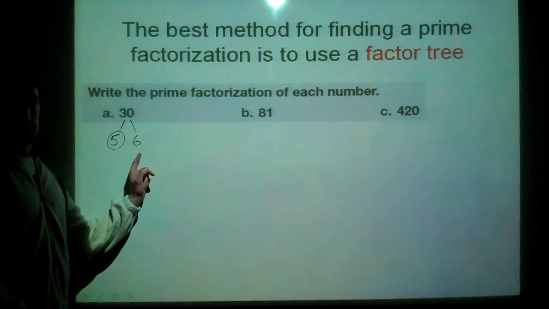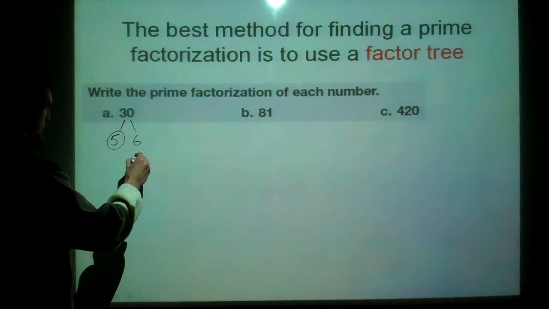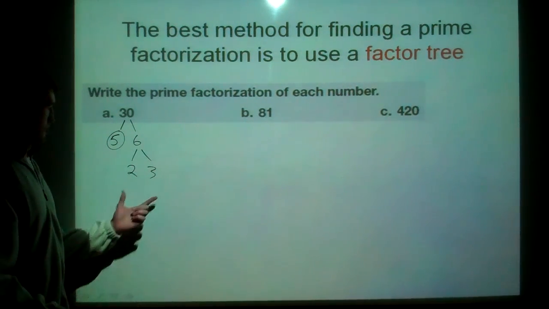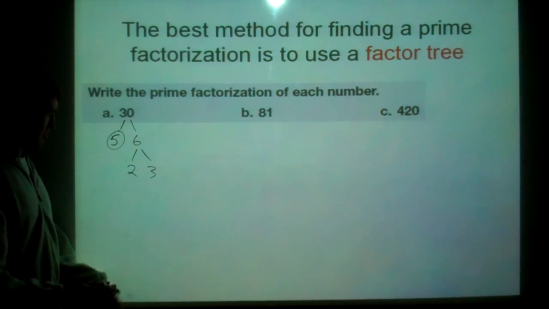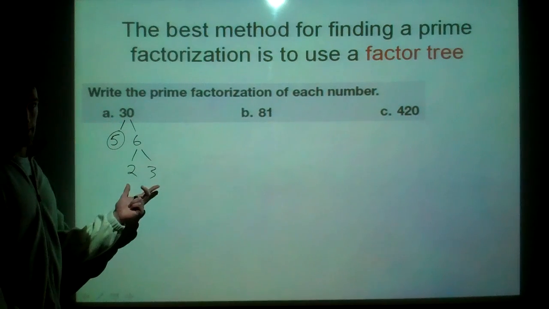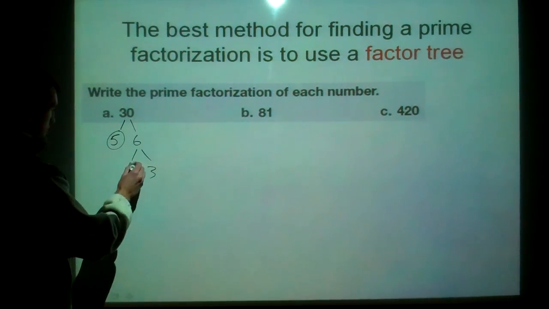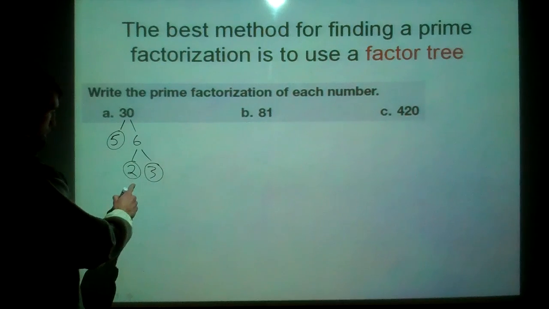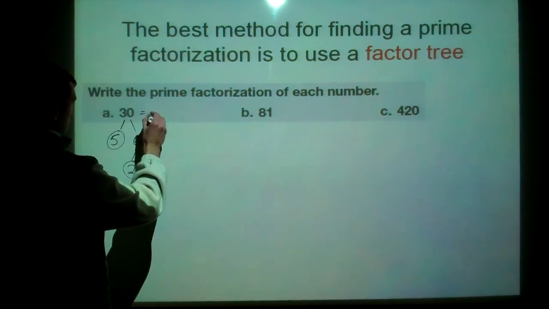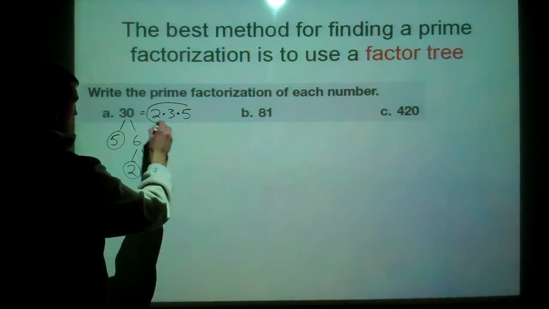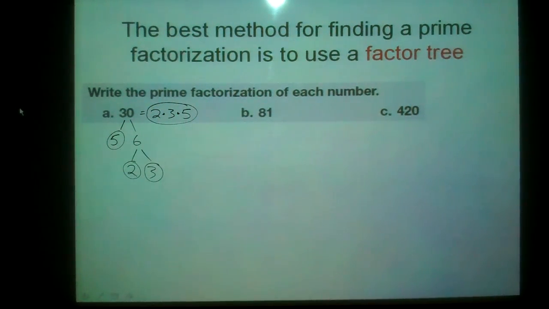However, 6 is a composite number, and it can be broken down further into 2 times 3. So 2 times 3 is 6. Now we look and see if we can break down 2 and 3 anymore. We actually can't, because 2 and 3 are both prime numbers. So circle those. So how do we write the prime factorization of 30? Well, 2 times 3 times 5. So for A, that would be the prime factorization of 30.